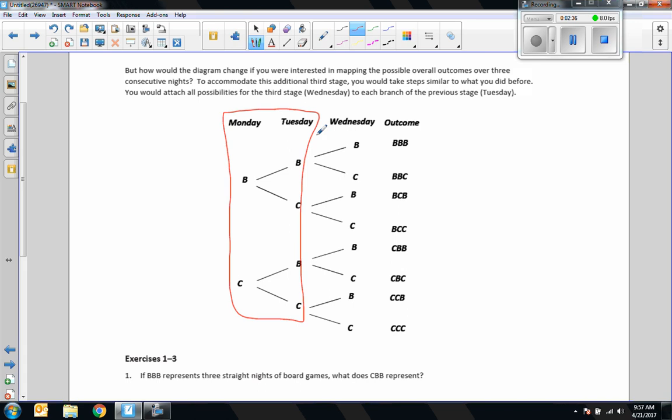Okay. And now we're going to go on to another day, Wednesday, where we're going to have a possibility of a board game or a card game following whatever occurred the previous day. Okay. So, our outcome is going to be 3 things: what happened Monday, what happened Tuesday, and what happened Wednesday. And these are all the possible outcomes. They're all different.